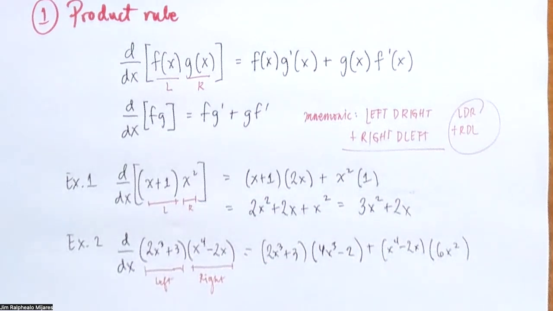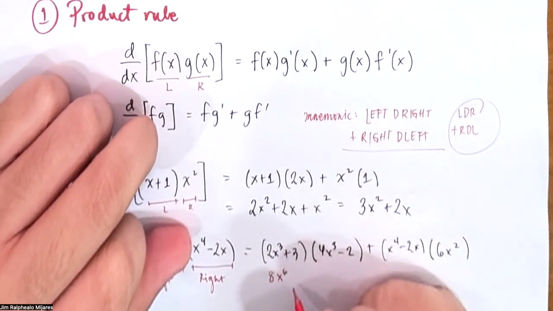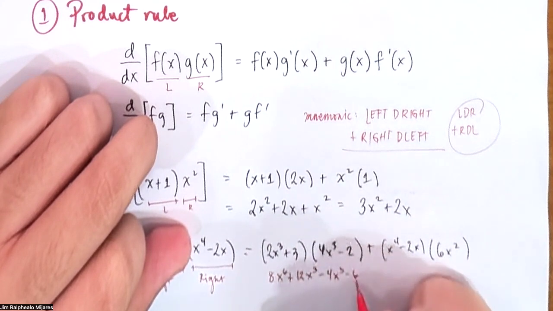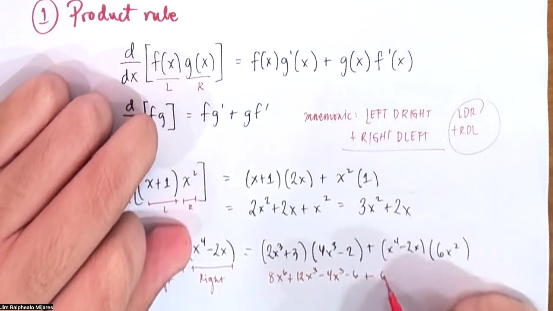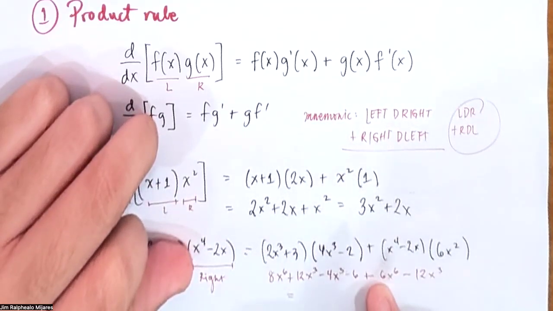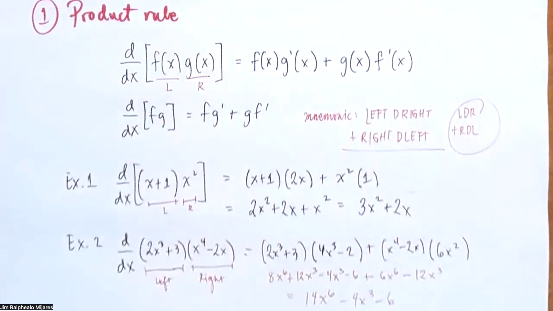Then of course, you need to simplify this, right? So this is 8x to the 6 plus 12x cubed minus 4x cubed minus 6 plus 6x to the 6 minus 12x cubed. So the final answer is 14x to the 6 minus 4x cubed minus 6, if I'm not mistaken. So again, the product rule is left d right plus right d left.